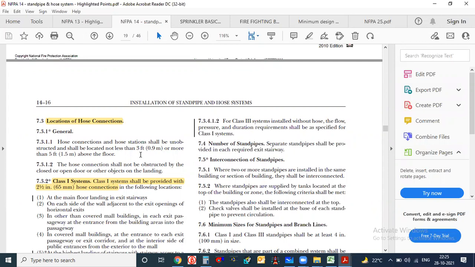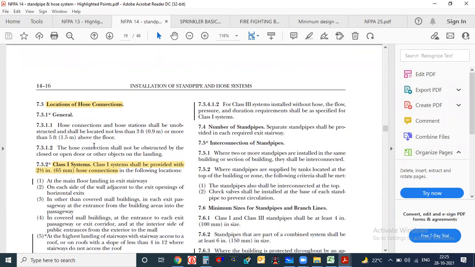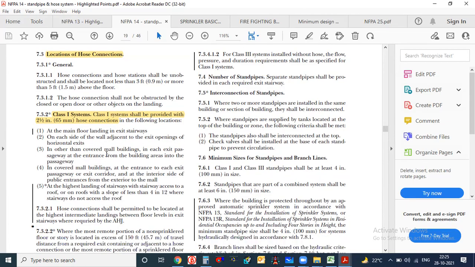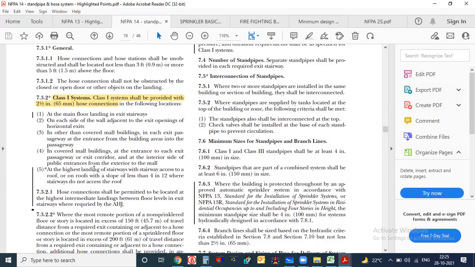Even a small boy, in case of fire, can come and access this hose location. Now, for the class 1 system, they have given the locations also. These are the locations: at the main floor landing in exit, on each side of the wall adjacent to the exit opening of the horizontal exit. Suppose you are going into a mall building, in each exit passageway, the entrance from the building, in covered mall building at the entrance to each exit, etc.